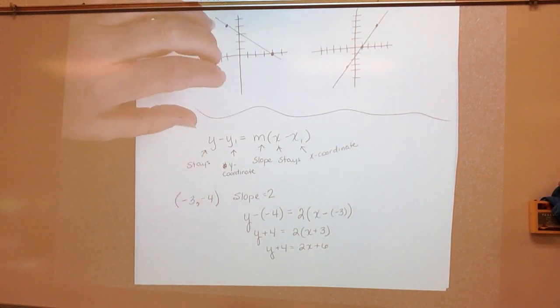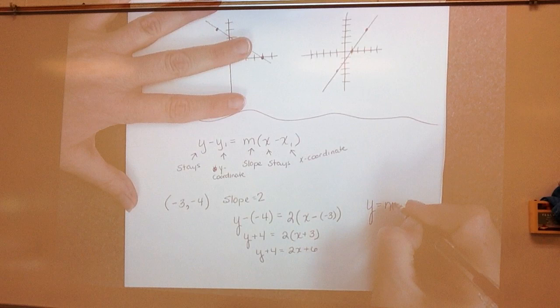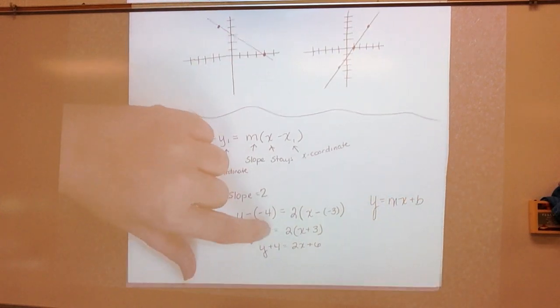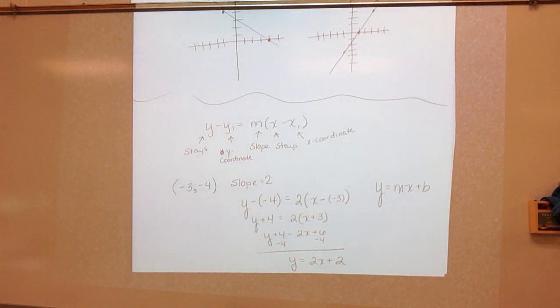And then most lines that we see are written in y is equal to mx plus b. So in other words, let's get rid of that 4. Y is equal to 2x plus 2. That is the equation for that line. Alright? Slope-intercept form equation of a line.